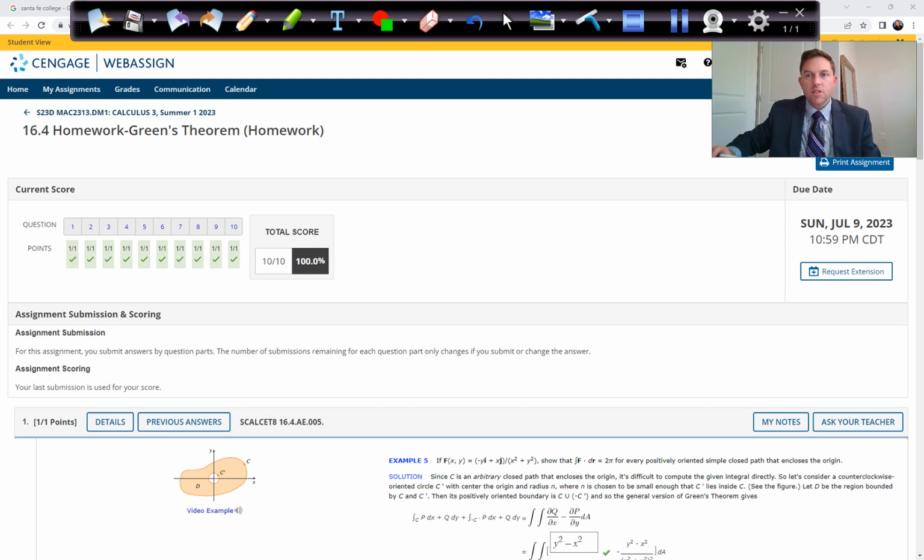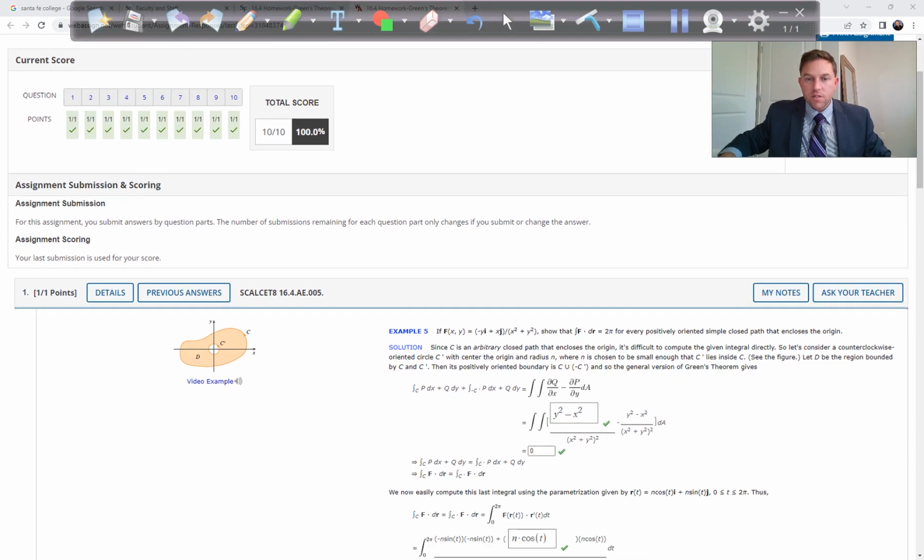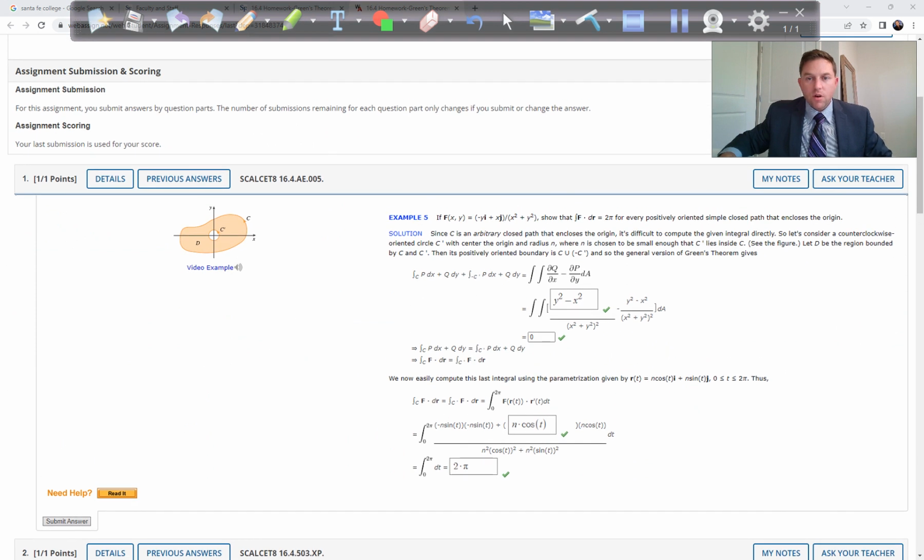In Chapter 16, Section 4, we'll look at Green's theorem, which is going to take a line integral and transform it into a double integral, which we have some experience in. So if we look at problem 1, it's going to step us through it, and it says our vector field F is minus y in the i direction plus x in the j direction, over x squared plus y squared.